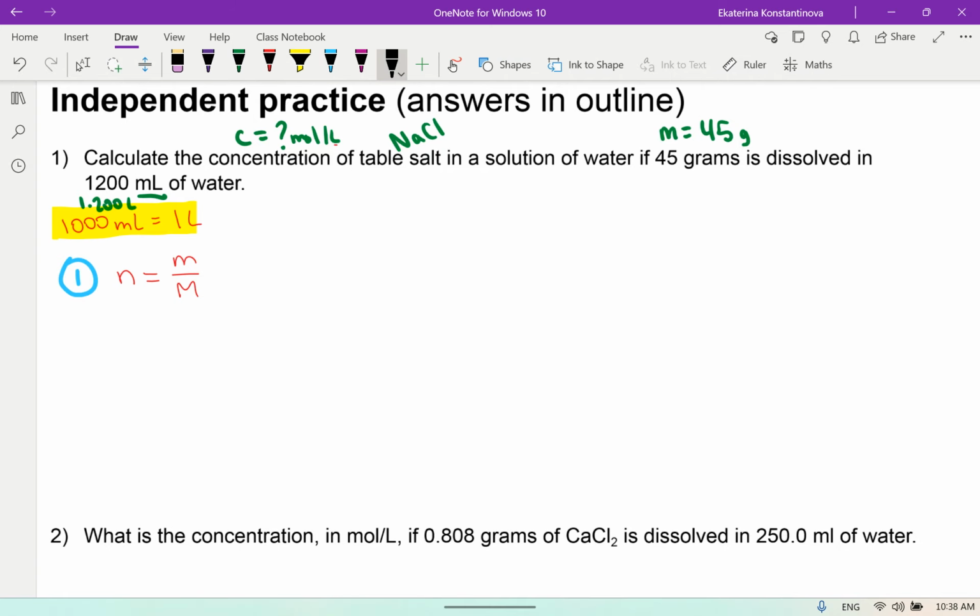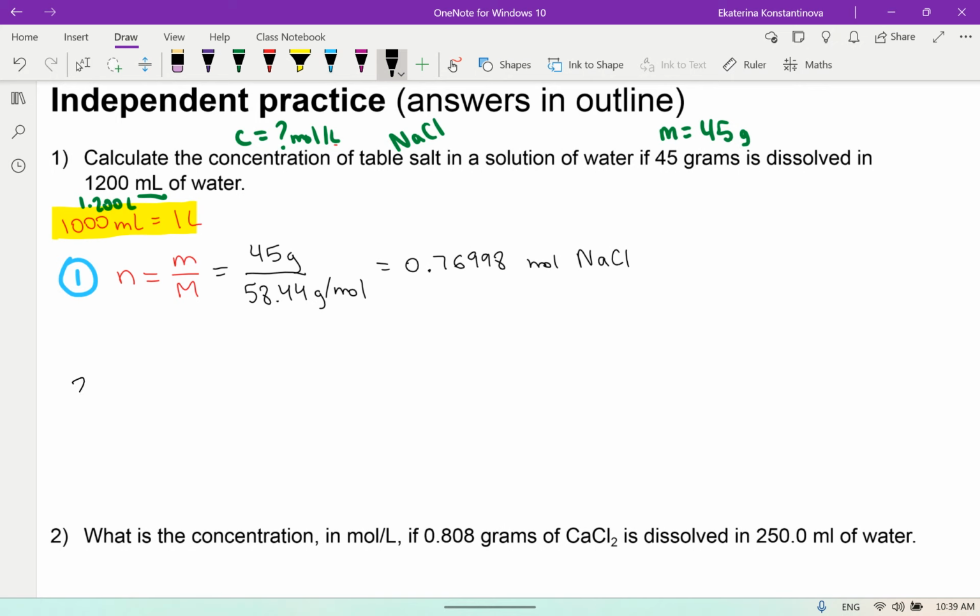So let's plug in what we know. We have 45 grams of sodium chloride. Our molar mass, when we calculate it, is going to be 58.44 grams per mole. When you plug that into your calculator, you get 0.76998 moles of NaCl.